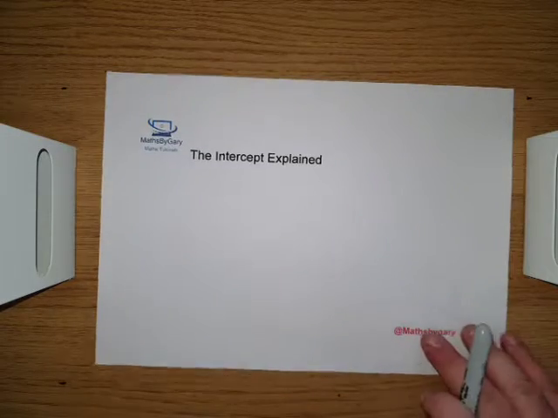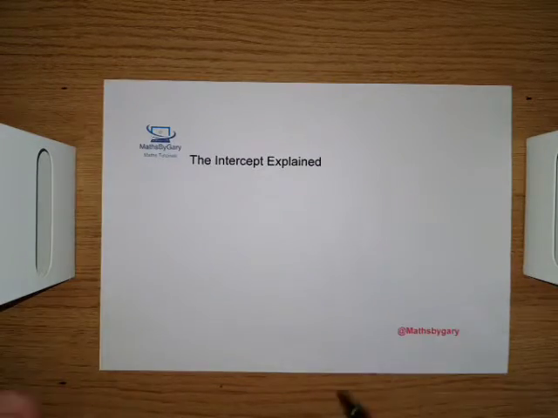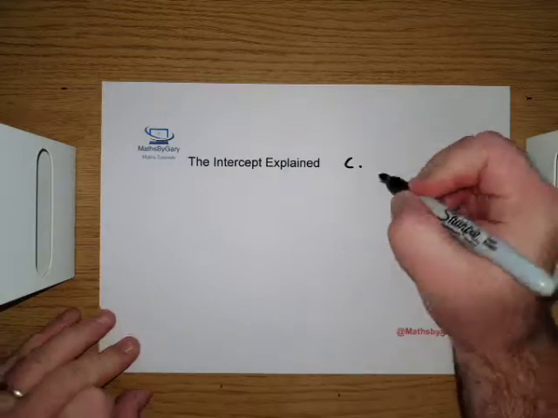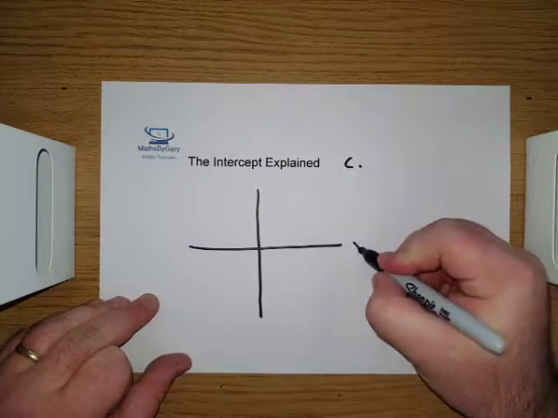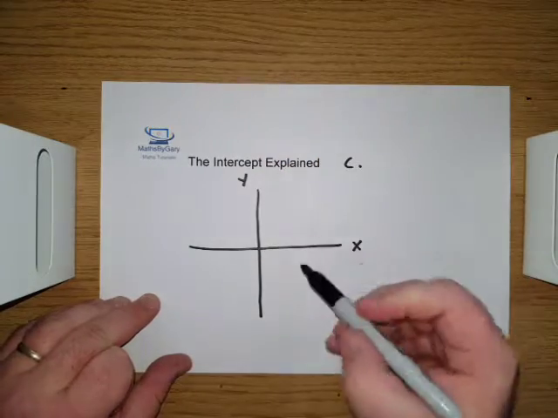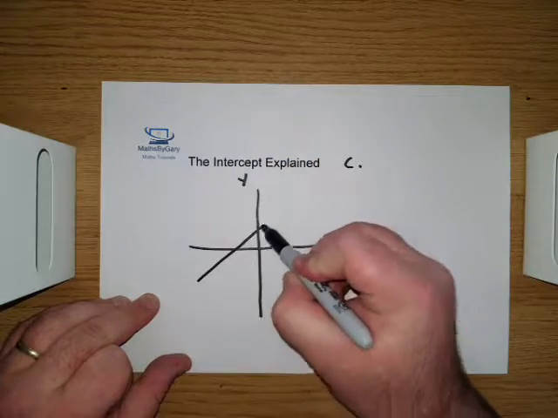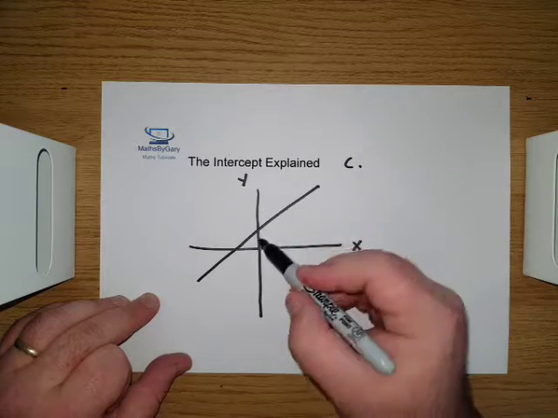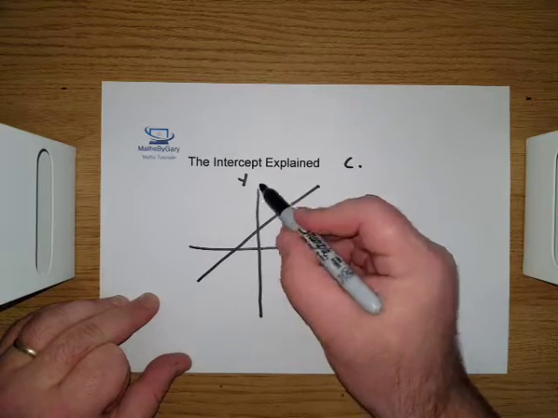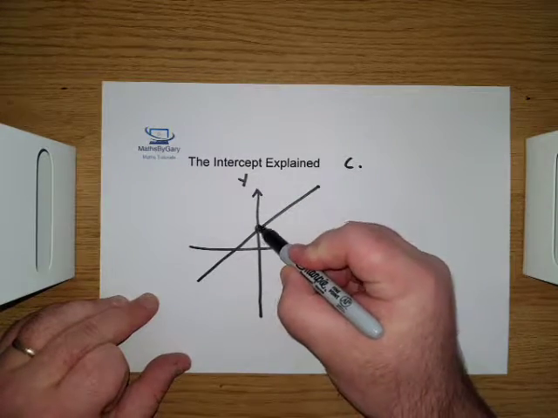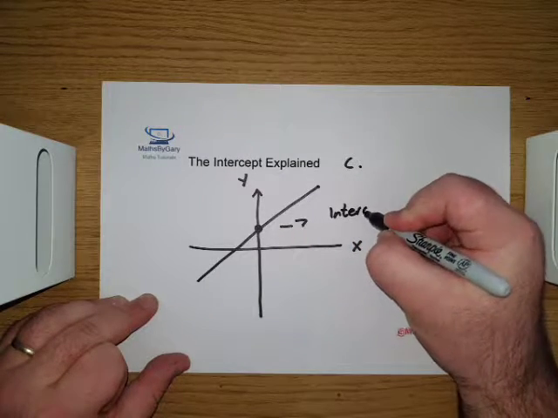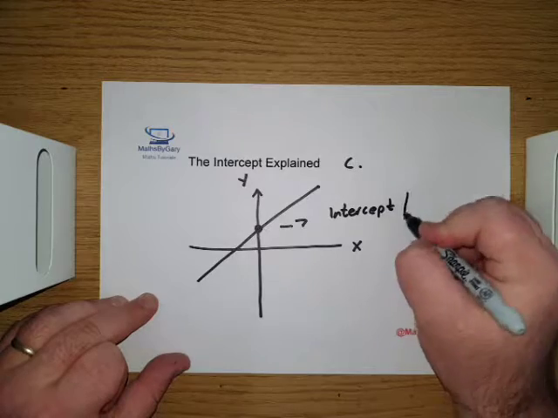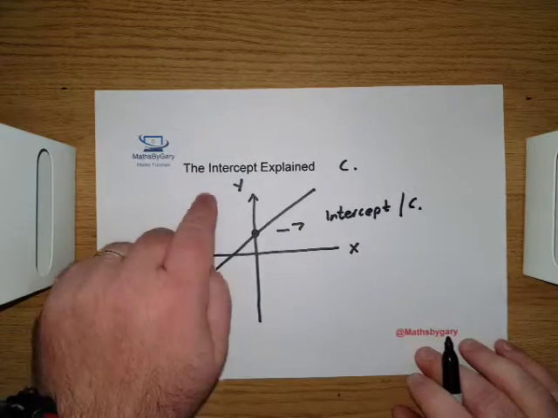So what is the intercept? The intercept, firstly, is denoted by c. So again, we'll just quickly draw out a graph. We've got the x-axis and the y-axis. Now, if we draw a line like so, where the line cuts the y-axis, so at this point, is known as the intercept, or c. So there you go, that's what the intercept is.